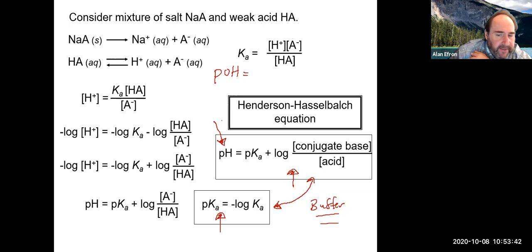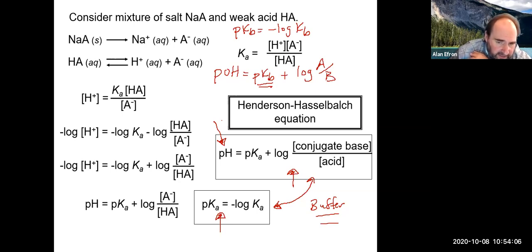So you can actually calculate the pOH is equal to the pKb plus the log of the acid over the base. So it's a little bit different. First off, it's a pKb here, which is found the same way. pKb is minus the log of the Kb value. And it is not base over acid, it is acid over base.